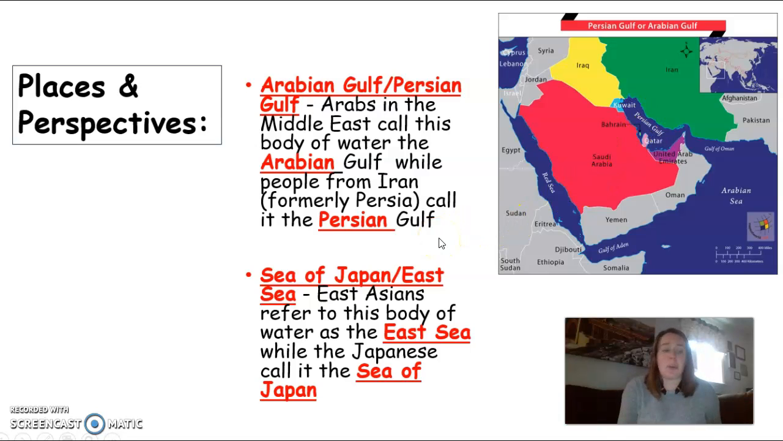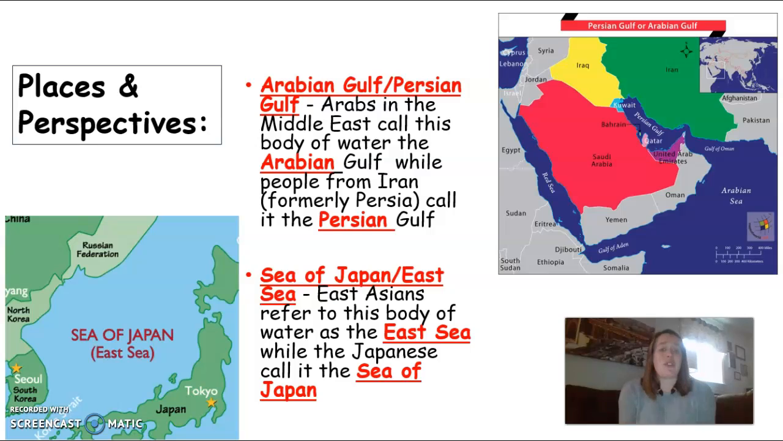Another place with a different perspective of its name, the Sea of Japan, also known as the East Sea. If you are an East Asian person, you refer to this body of water as the East Sea, while the Japanese call it the Sea of Japan. And of course, this sea is right in between mainland Asia and Japan. And again, depending on what country you're from, what part of Asia you're from, is going to determine what you refer to this sea as.